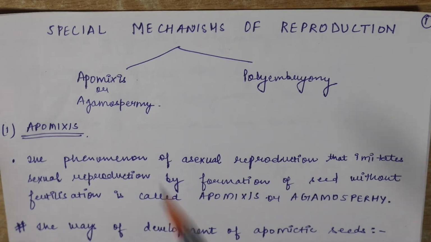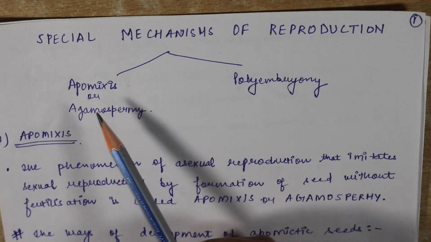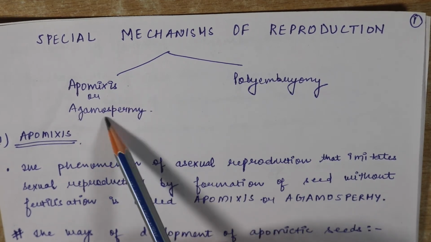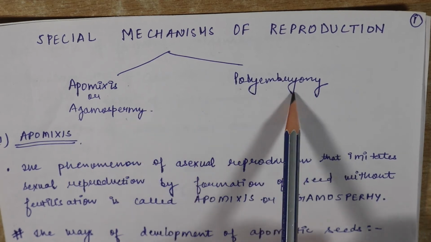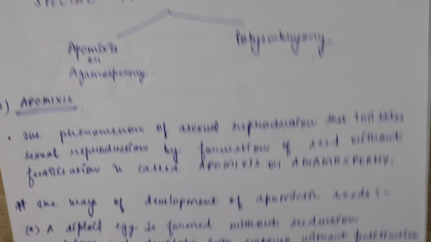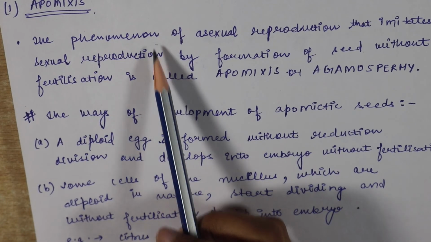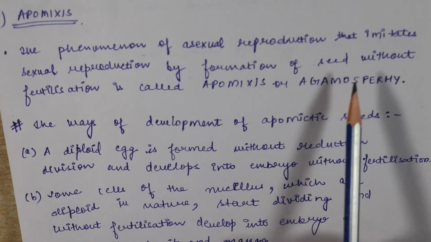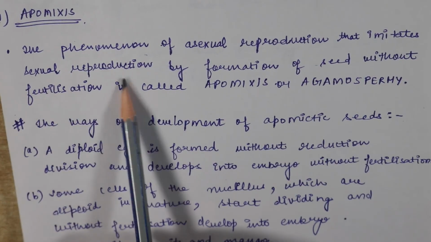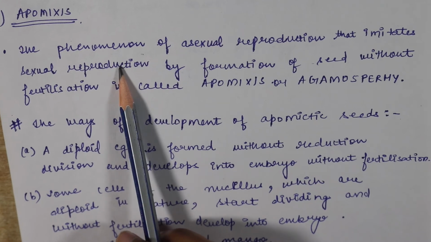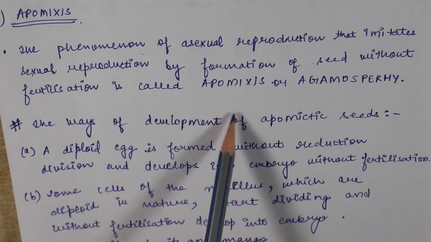So special mechanisms of reproduction are apomixis, or you can call it agamospermy, and the other one is polyembryony. What is apomixis? It is basically the phenomenon of asexual reproduction that imitates sexual reproduction, which is formation of seed without fertilization, called apomixis or agamospermy.